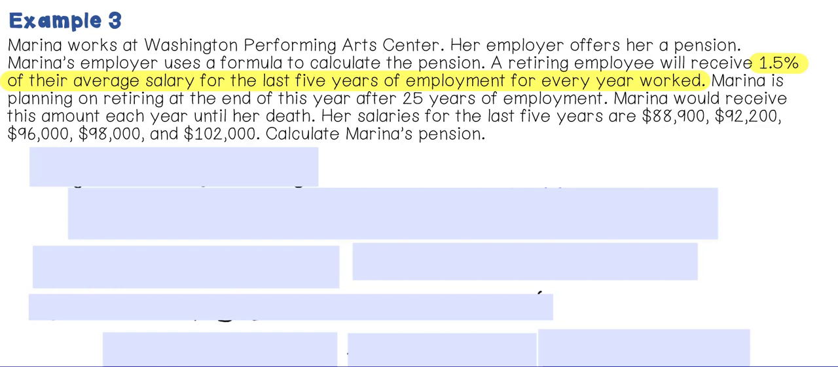So Marina is planning on retiring at the end of the year. After 25 years of employment, she would receive this amount each year until death. Her salaries for the last 5 years are $88,900, $92,200, $96,000, $98,000, and $1,200. Calculate Marina's pension. So looking back at what we need for the formula, it's 1.5% of their average salary. So that tells us that the first thing we need to solve for is the average salary.